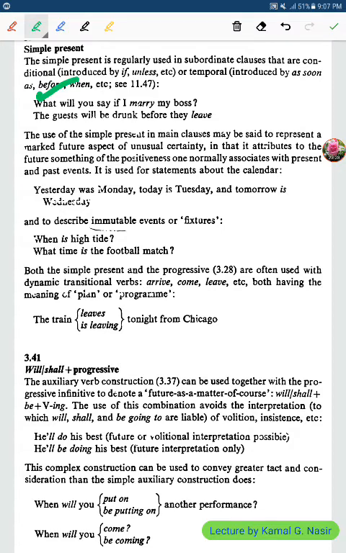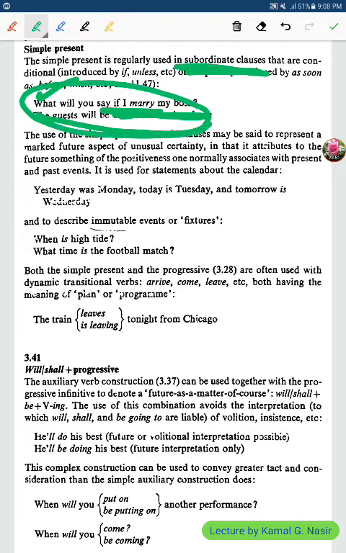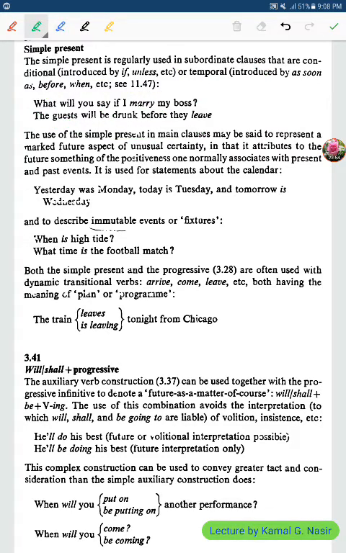What will you say if I marry my boss? What will you say if I marry my boss? This is conditional. This is a conditional clause. It does not happen now. And the conditional is a secondary clause, a subordinate clause. And where is the main clause? What will you say is the main clause, as a question. And the answer, I will say. When will you say? In the future. Good. The guests will be drunk before they leave.